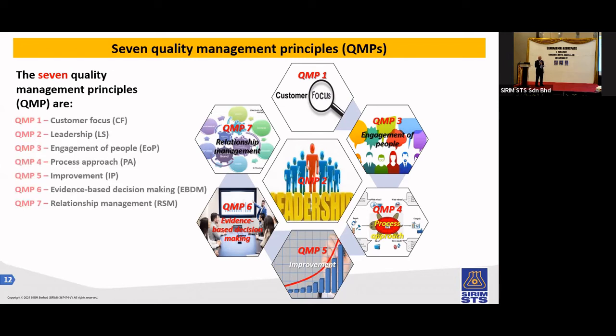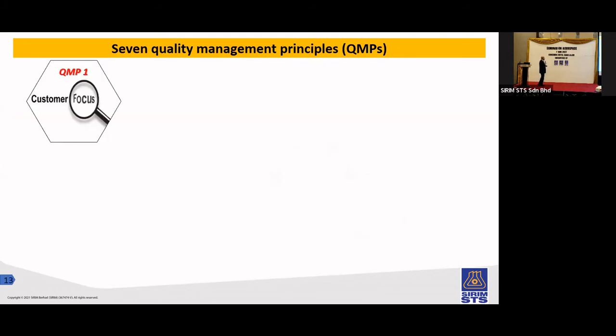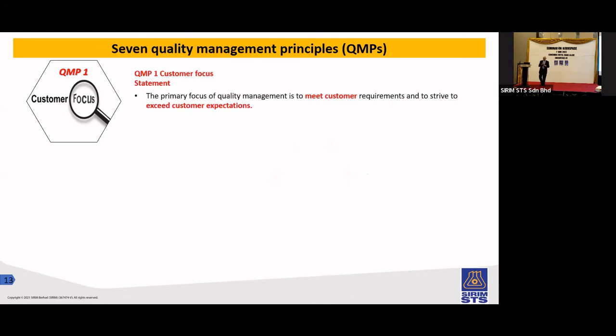Number 1, customer focus. So the statement of customer focus, we must meet customer requirement, and if we can exceed customer expectations, the best. You meet customer requirement, you meet AS9100 2015 requirement. That is basic. That is basic. If you meet AS9100, probably you meet the number 2 level of quality.